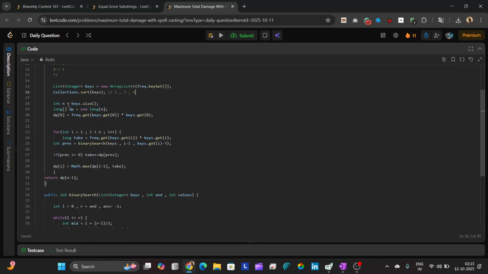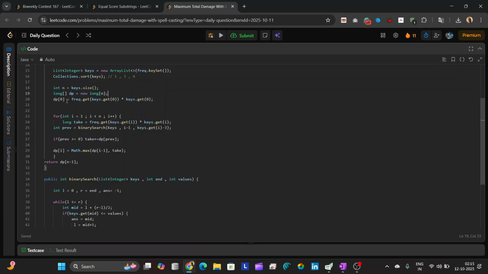After that we need to calculate the size of our list, and then I am creating one dp array. Then dp of i is initialized with frequency dot get, with the help of keys. With the help of keys I am deriving the frequency and multiplying it with the key, meaning how many times our key is repeating in our array.